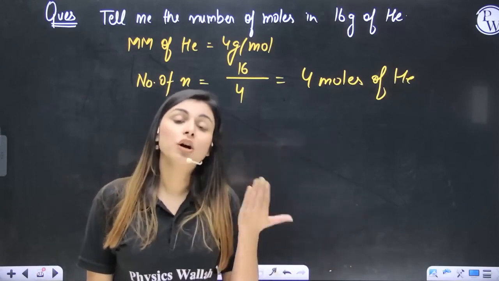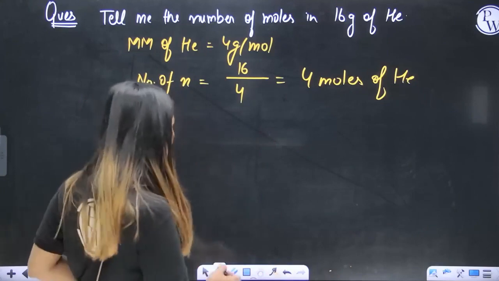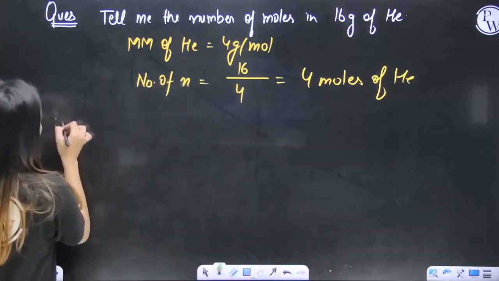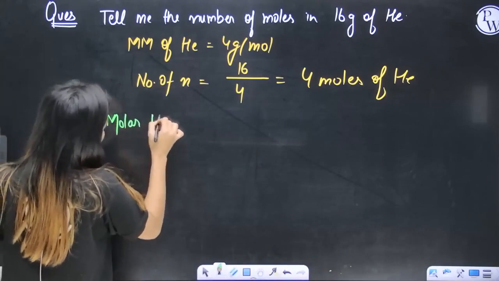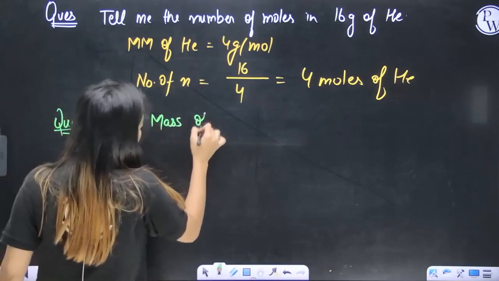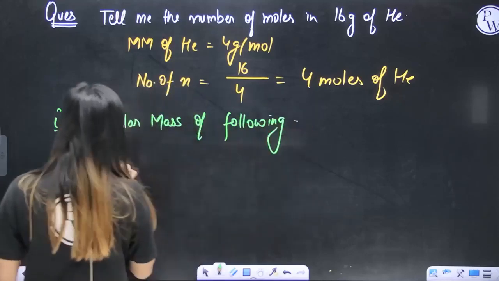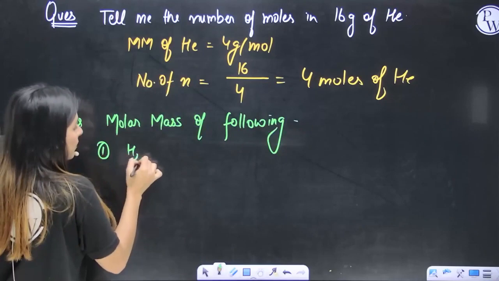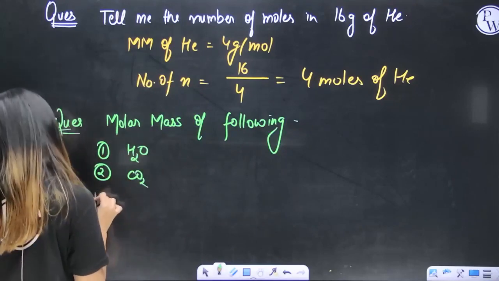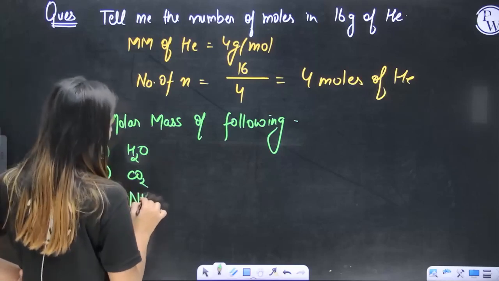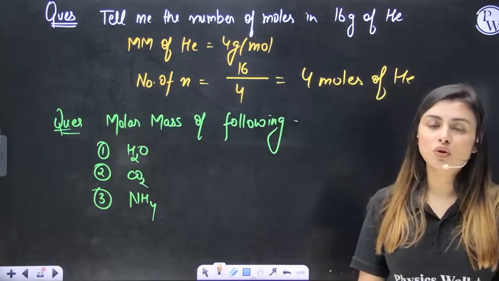Now, what if you are given a molecule? Then how are you going to calculate the molar mass of molecules? So now we are going to calculate the molar mass of the following. The first is H2O, the second is, let us say, CO2, third is NH4. Now let's see how we are going to calculate the molar mass of these.